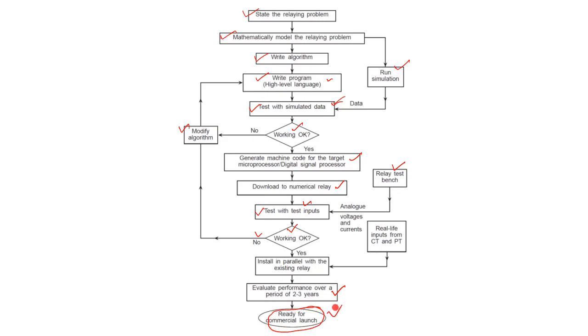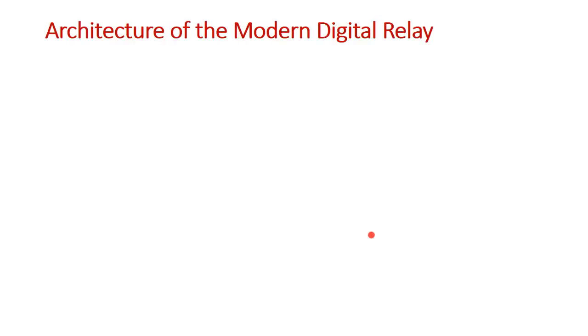So it is in fact a long process to develop a numerical relay. From the beginning to the commercial launch, it takes a lot of time, maybe around 5 years from the basic level to the commercial relay. So this is how numerical relays are developed, and this practice is followed to develop the numerical relay. Next is the architecture of the modern digital relay.